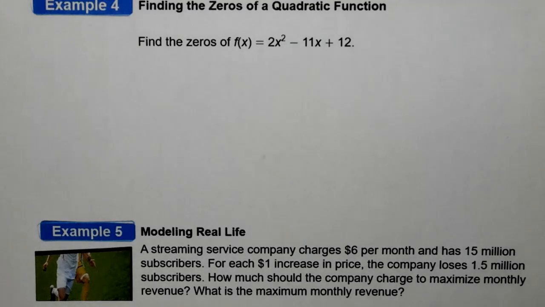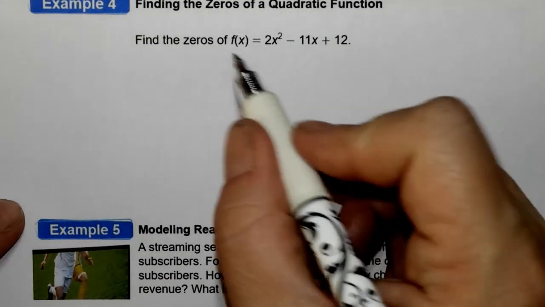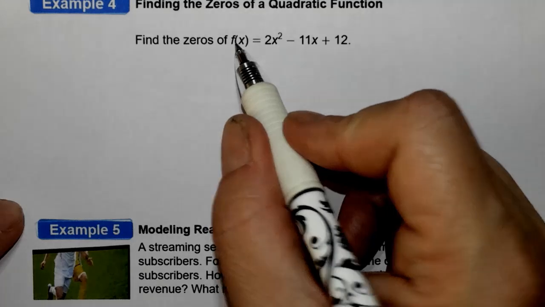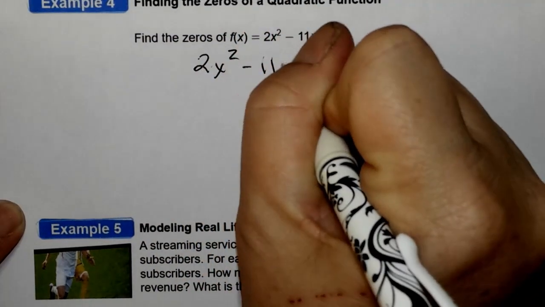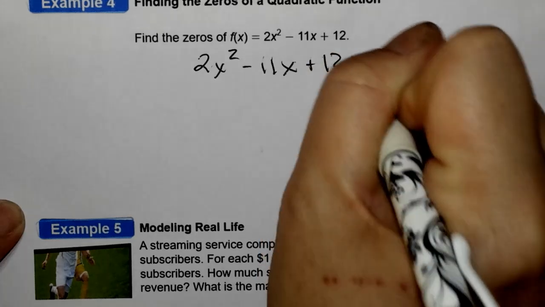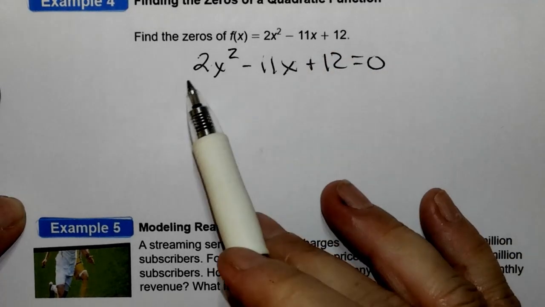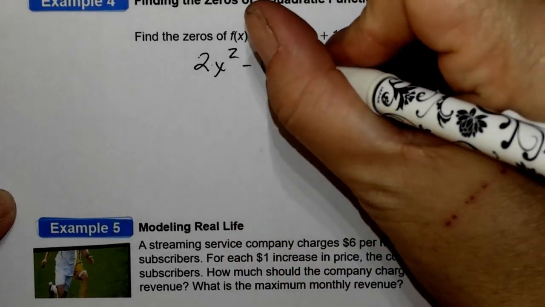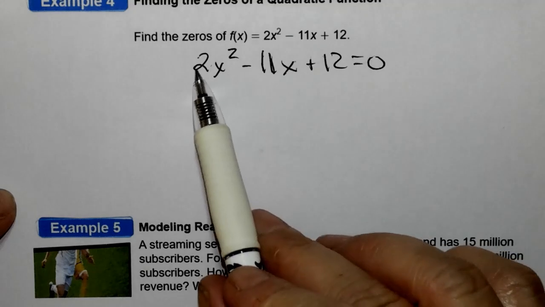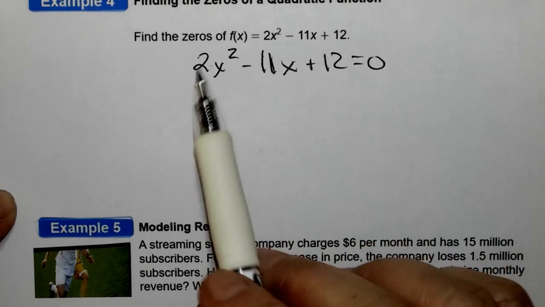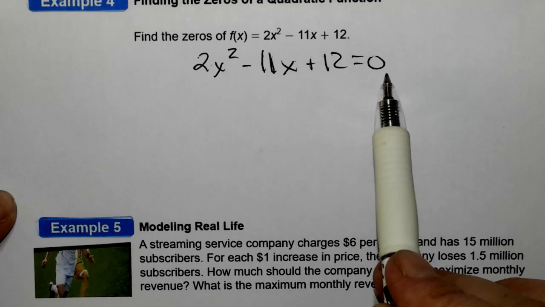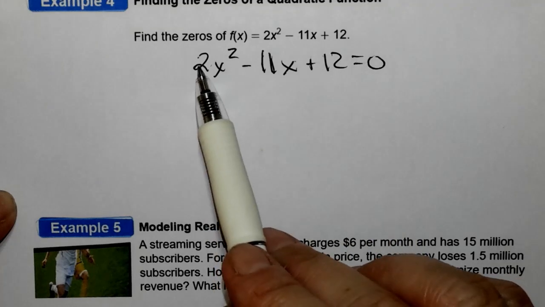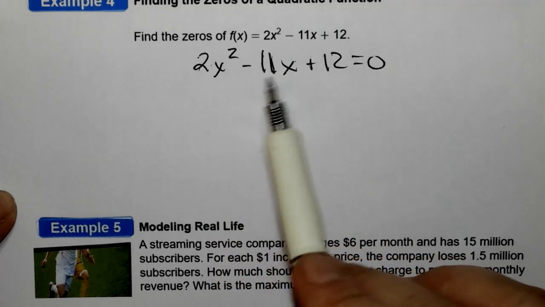All right, we're going to start off by setting it equal to 0. So we're just going to basically replace f of x with 0. So we're going to say 2x squared minus 11x plus 12 equals 0. So we don't typically enjoy factoring when we have a values greater than 1. So the first thing we would usually ask ourselves is, can we divide everything evenly by 2? Even though we can this term and that term, we can't here.